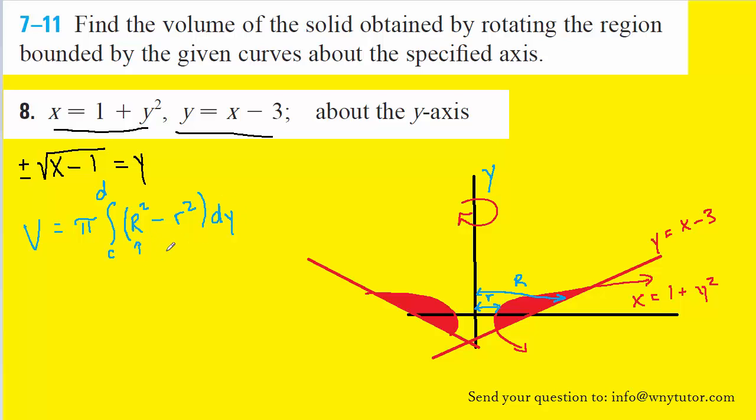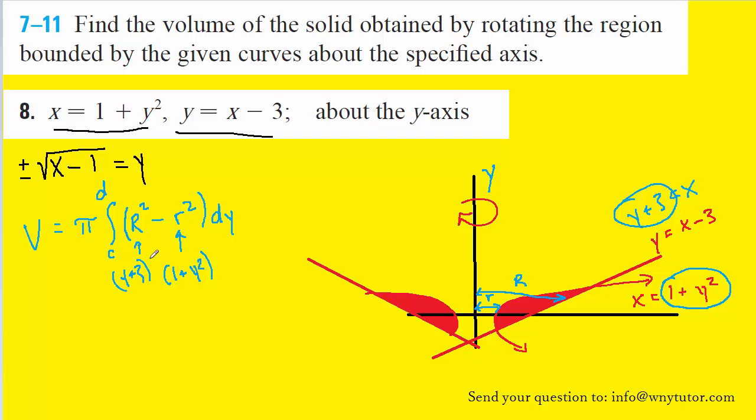Now because it's dy, we want both big R and little r to be in terms of y. We can see, if we look carefully, that little r strikes the sideways parabola, if you will, and we know that the sideways parabola takes the form of x equals 1 plus y squared. So little r is going to be 1 plus y squared. And then big R, if we look carefully, kind of stretches out and strikes the straight line. Now that's in terms of x minus 3, so we would actually have to add 3 to both sides of this equation and determine that the big R is going to be y plus 3.